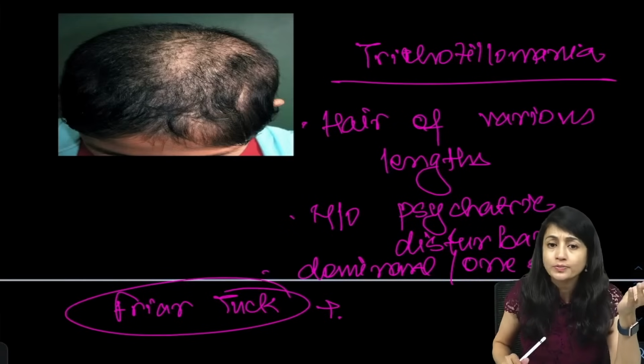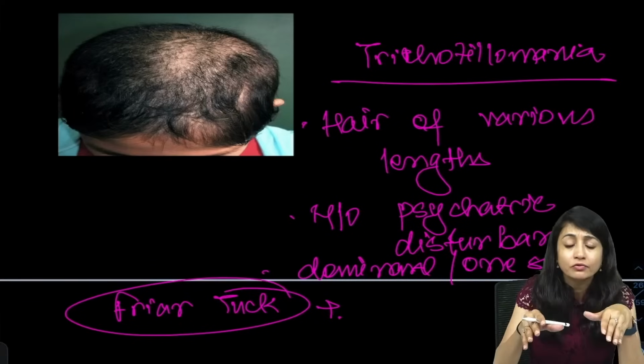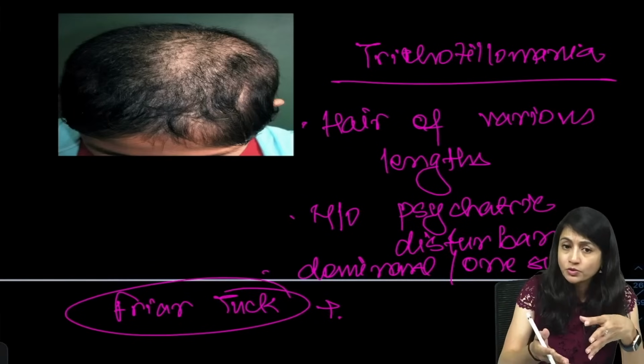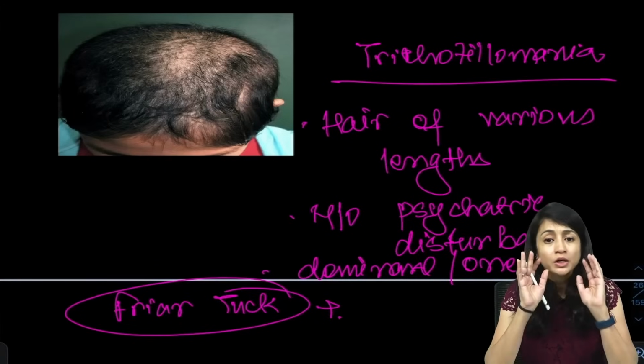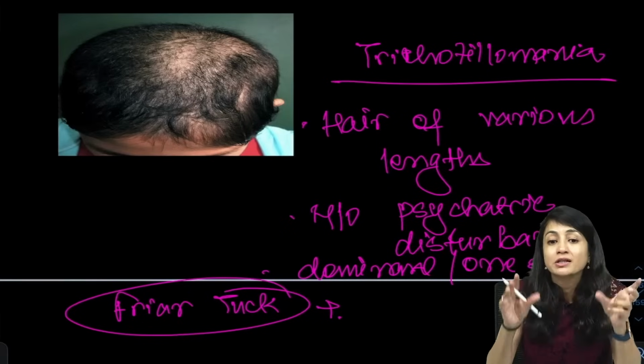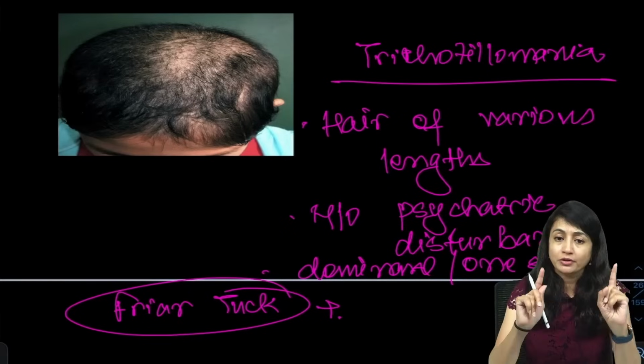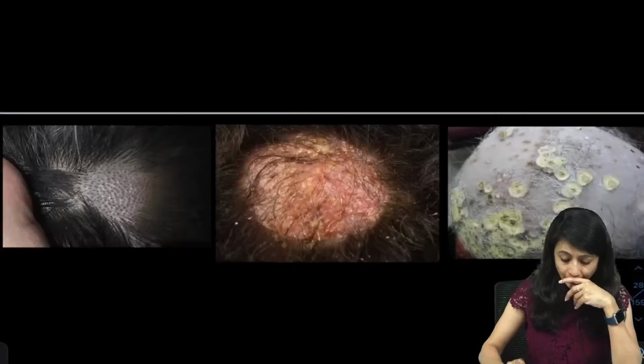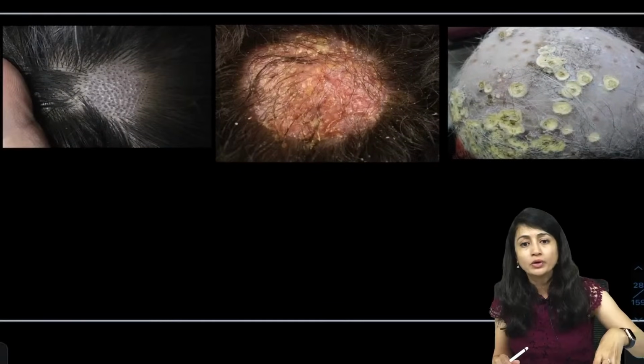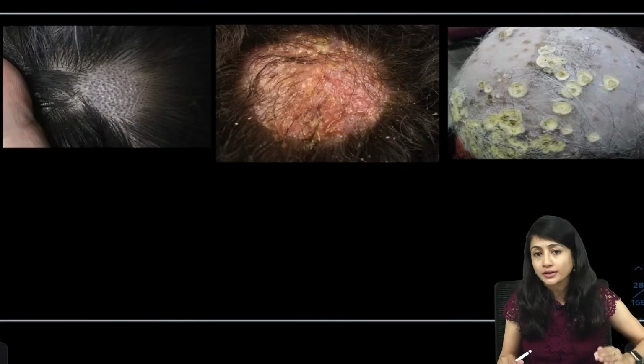If it is moth-eaten alopecia that they want to ask, they will definitely give you other signs of syphilis which may be present, or VDRL positive, because a syphilis patient will never present with just moth-eaten alopecia. Remember that. Right? Now quickly, since we were talking about tinea capitis, I'll quickly discuss the other variants which are asked.